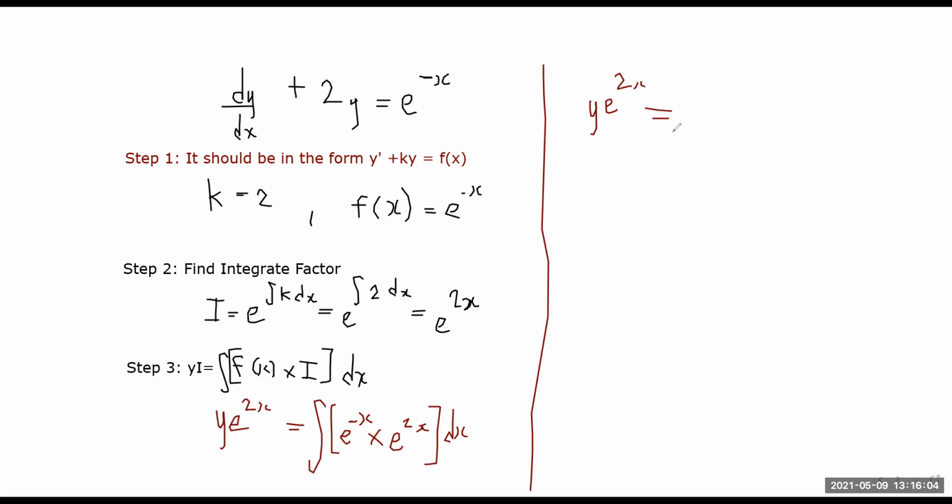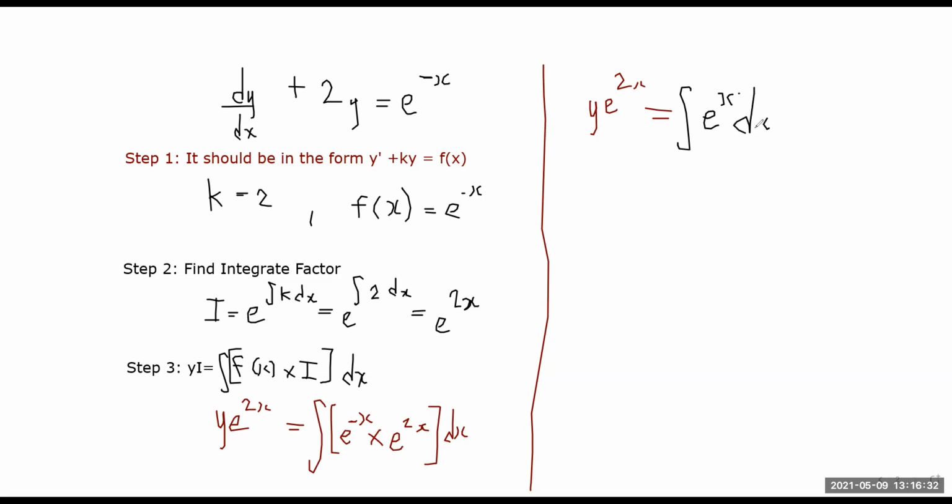When the bases are the same, what do you do, Marika? You add the powers. So when I add the powers, what would I get? e to the minus x times e to the 2, so negative x plus 2, which is just x, right? Yes, sir. That's just x. Good.